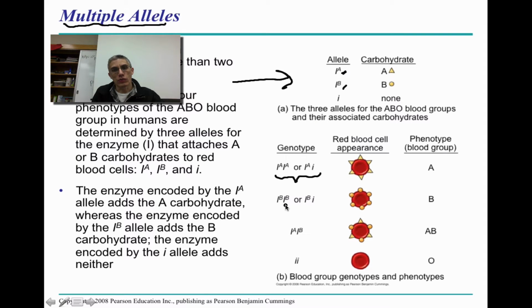Down here, you're going to notice the same thing for B. Two capital B's is going to give you blood type B. Or we have a B and then, of course, no carbohydrate. That's going to give you blood type B.